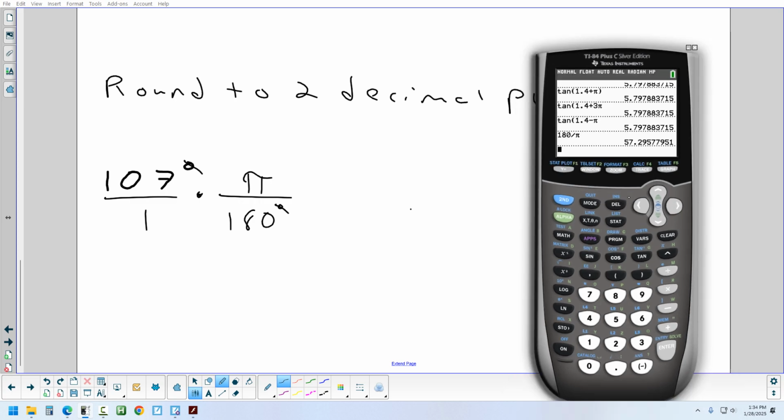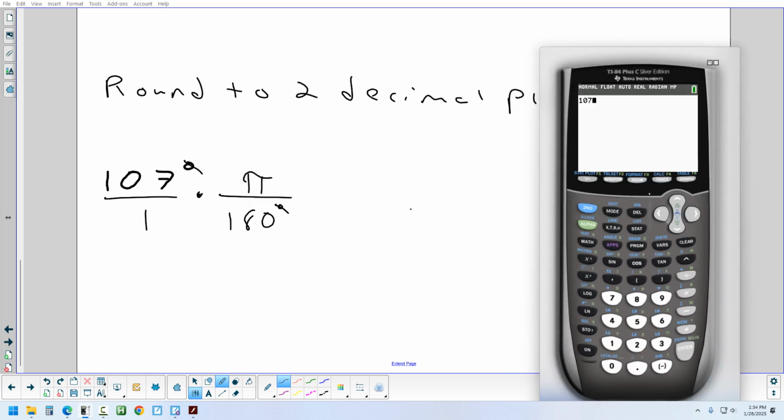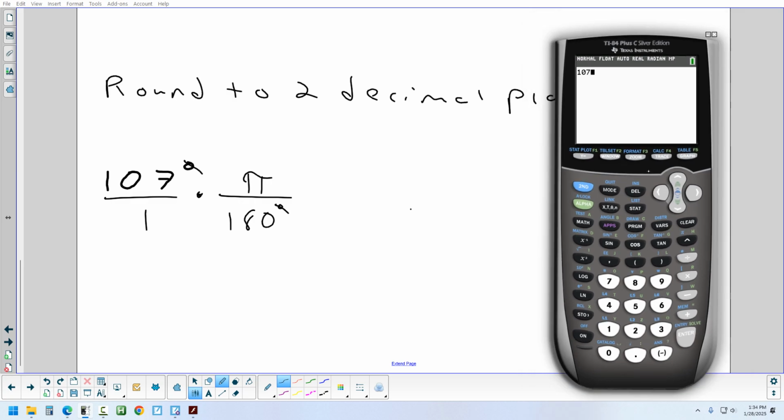When you do this, do not use 3.14. You want to use the pi button. So we do this type of problem on a calculator? Yeah. When it says round to 2 decimal places, you have to. Second, and then the exponent button. That's how you get the pi. If you use 3.14, it will throw off your answer.